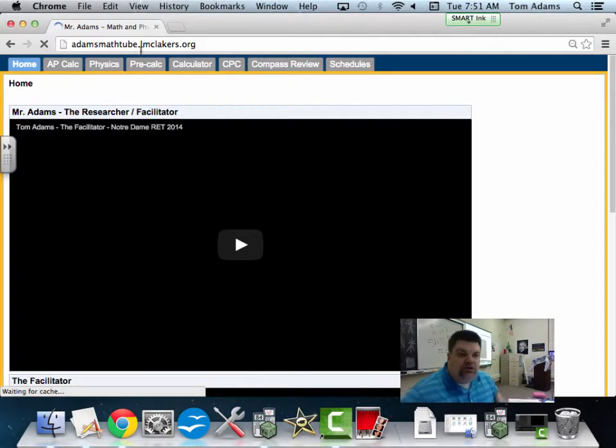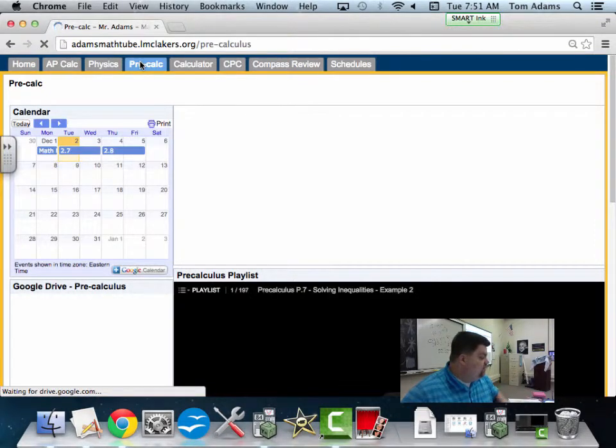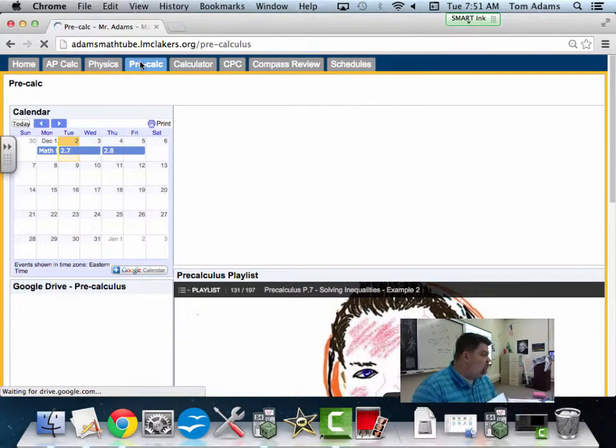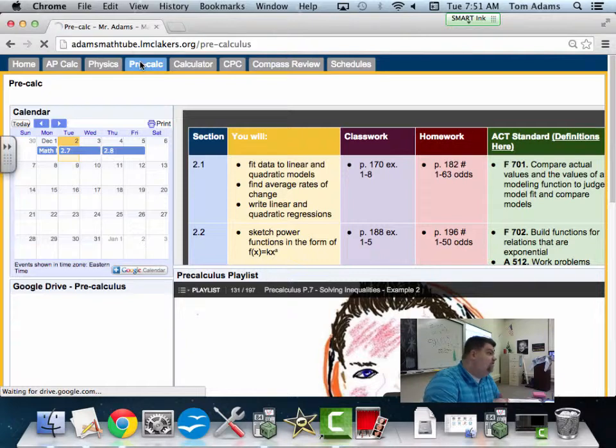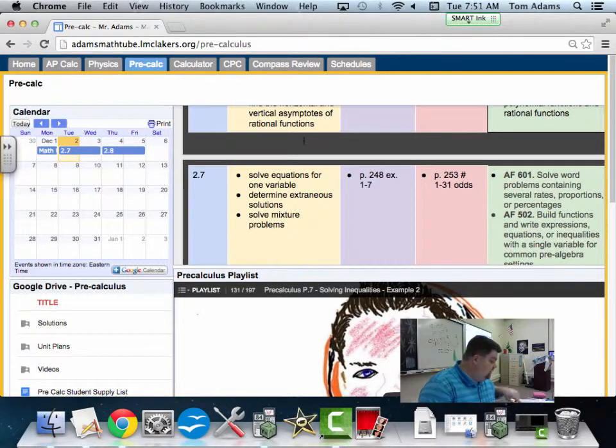So what I want to show you guys is that yesterday we did the math modeling. We'll still have to do a worksheet, but I'm going to wait until we have the data. Yesterday we did the roller coaster thing, and I still have to get the data for that. So today we're going to do 2.7, which is on page 248, and we'll do the examples of that.